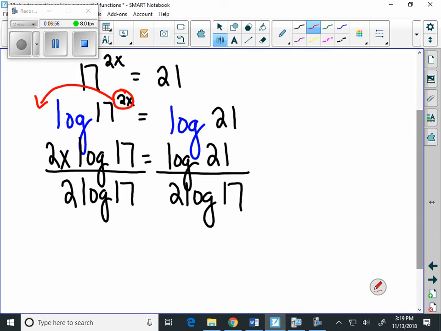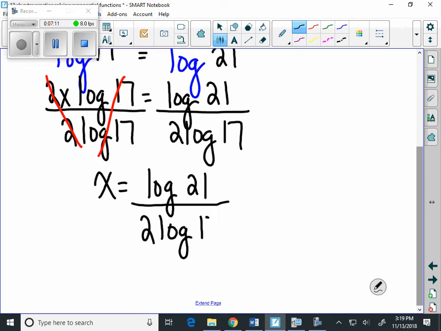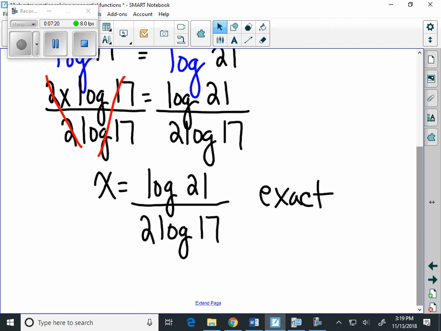And when we do, the 2's cancel out, the log of 17's cancel out, and we will have our exact answer of x equals log of 21 divided by 2 log of 17. That's our exact answer. But let's see what our approximate answer is.